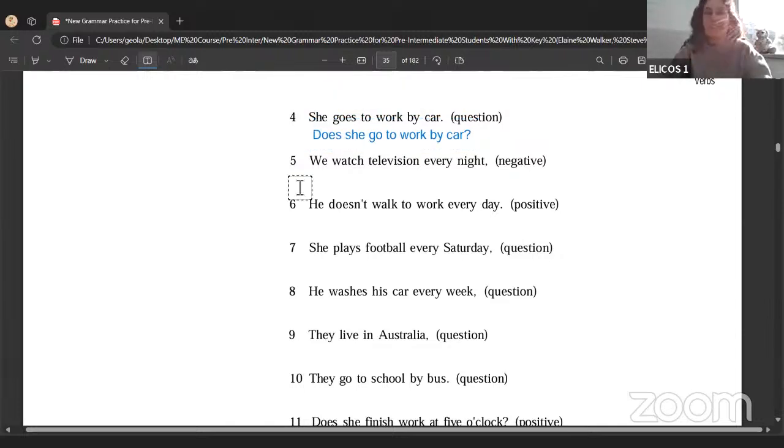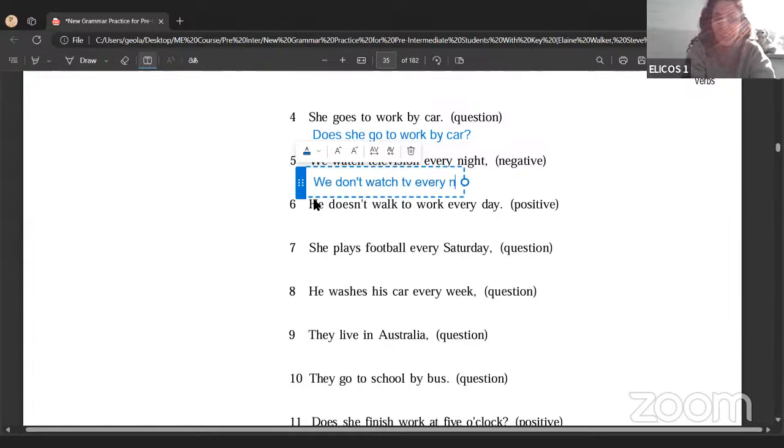Number 5, Sarah. Make it a negative. So the positive is we watch TV every night, routine. We don't. Remember, doesn't is only for he, she, it. So we don't watch TV every night. So just be careful. Only doesn't is for he, she, it.